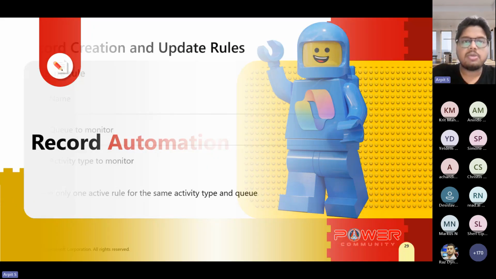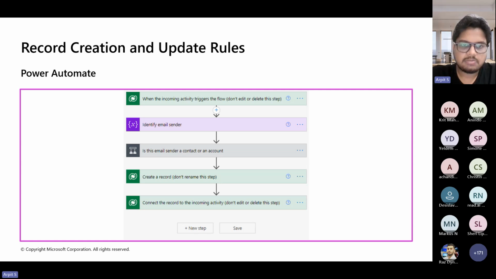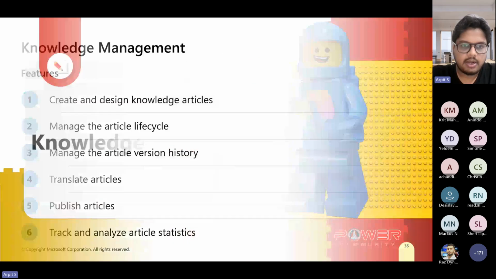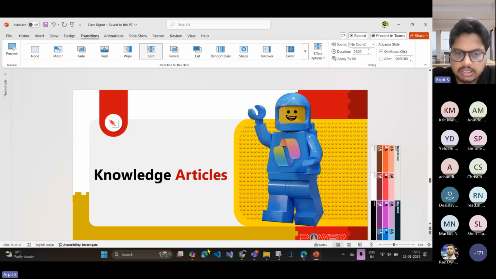All right. Now, the next feature of case management is record automation. Okay. So I will rather demonstrate that feature instead of showing it in the slide deck. Record automation is basically a feature where sometimes you need to automatically create data in the Dataverse based on some condition. Okay. So let me skip this part, and the knowledge article I will come to later. Let me quickly show you the case management part first.